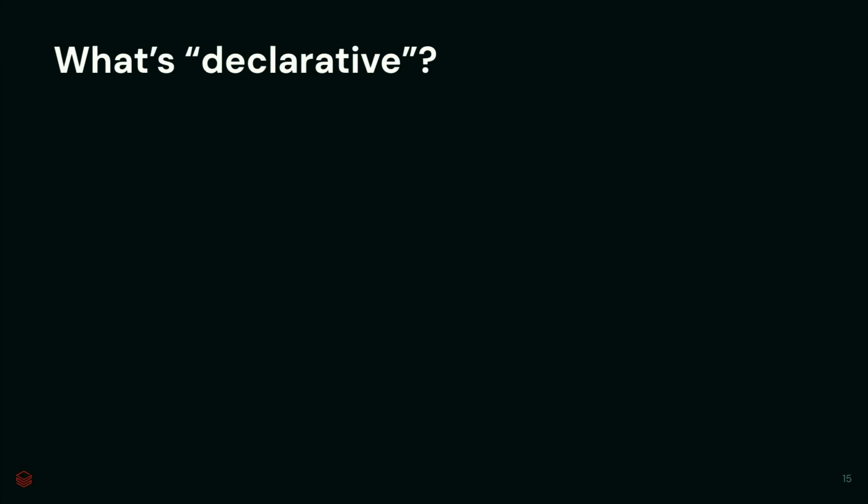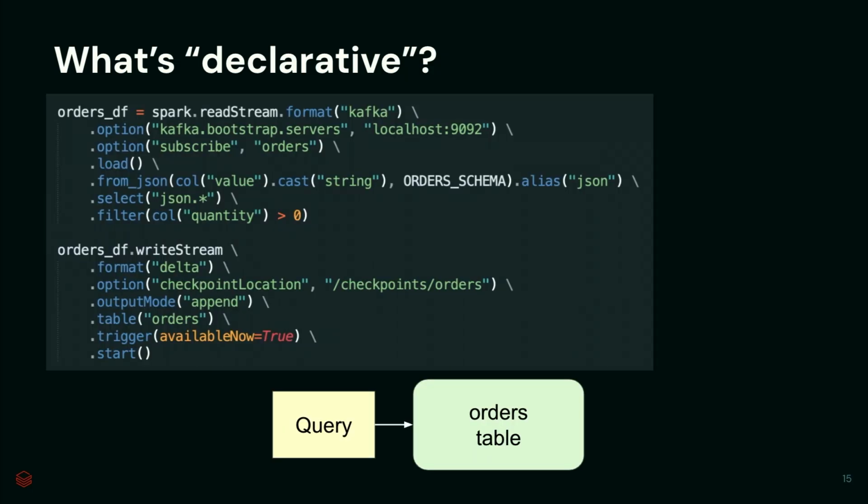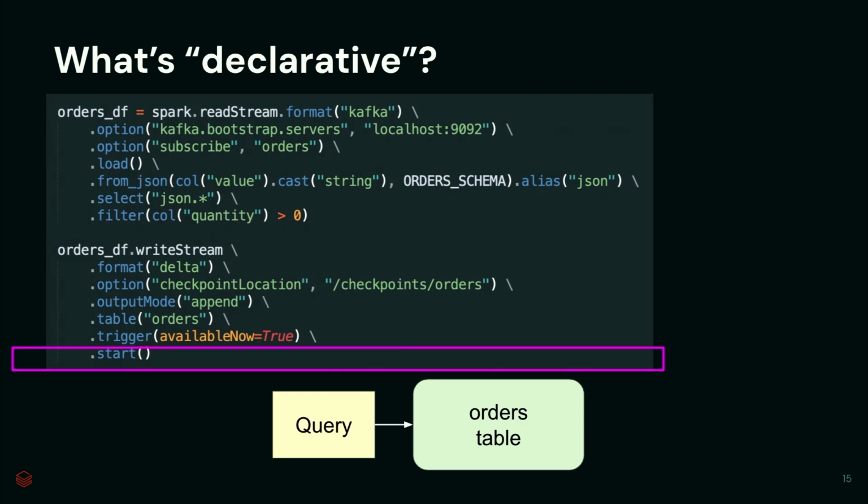So a declarative paradigm means that developers focus on describing the results that they want, not the details of how those results are achieved. Spark itself is already declarative in many respects. So for example, here's a basic Spark structured streaming program that reads from a Kafka topic, applies some basic data transformation, and writes to a table. There's only a single line in this program that actually kicks off any processing. Most of what's going on here is describing a data flow. We're saying what table we're populating and what query defines the data that goes into that table.